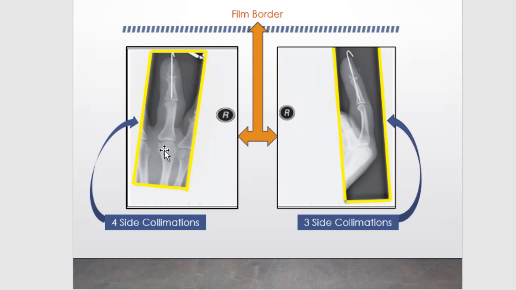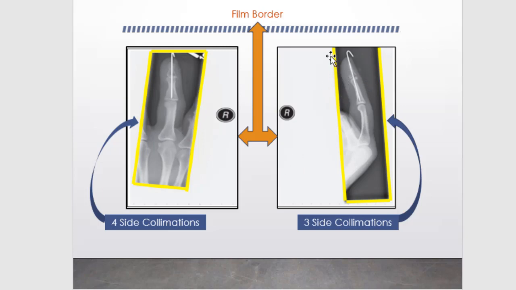This is very good. Even though it's not aligned to the center of the field, it has 4-side collimation. As you all know, collimation is very important, especially to give good radiation protection to the patients. We only irradiate the area that we need to irradiate and reduce the dose to the other unnecessary parts.